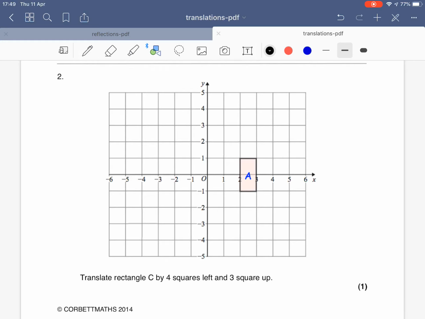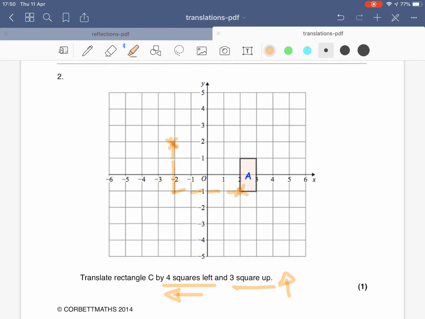So next one, we've got to translate the triangle. We've got to move it 4 squares left, so that way. Then we're going 3 squares up, so that way. Okay, so I've got to pick my points. So I'm going to take this point first. I'm going to go 4 to the left, so 1, 2, 3, 4, so that ends there. Then 3 up, 1, 2, 3, so that ends here.